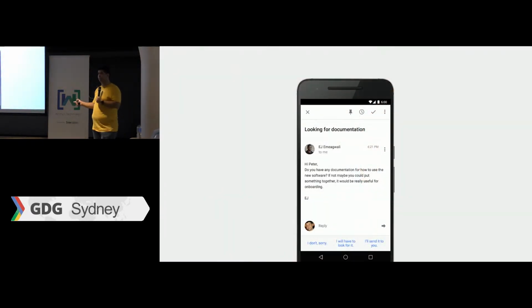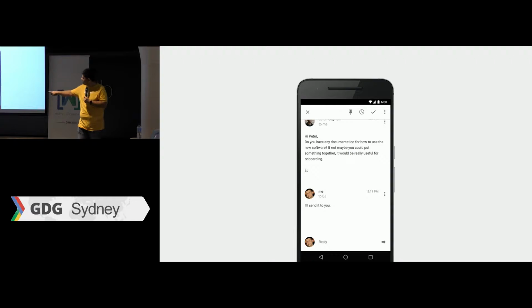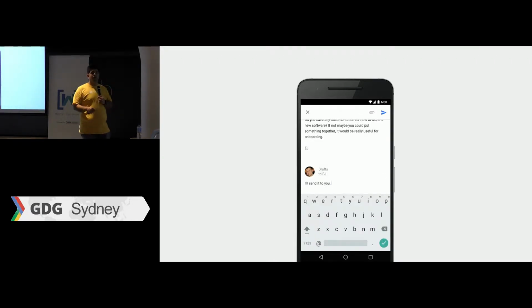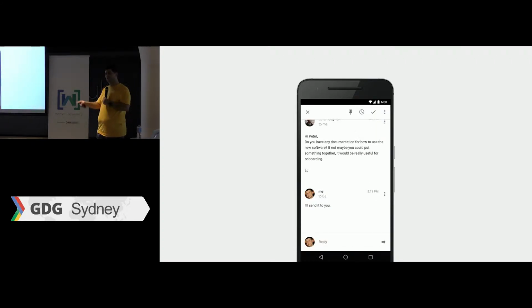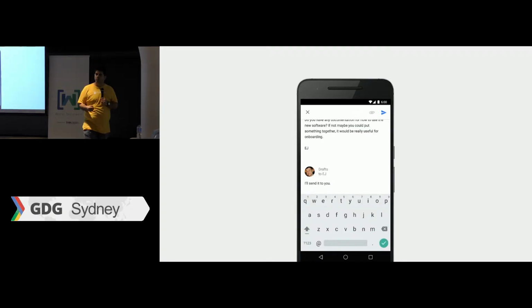I also am an Inbox user, and when you use Inbox, when you go to replies, across the bottom you get these auto responses. And those auto responses are generated using a machine learning model. They're personalized to you. One, it looks at the context of the conversation, but two, it tries to talk the way you talk.